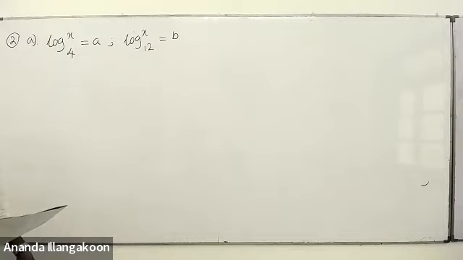Then they ask you to prove logarithm 4 to the base 3 equals b upon a minus b, and logarithm 48 to the base 3 is equal to a plus b divided by a minus b.